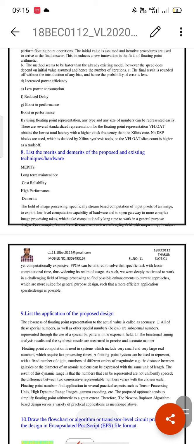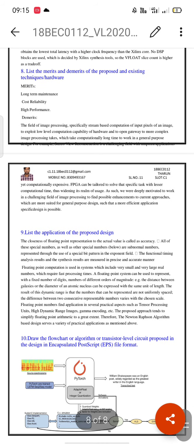And the demerits are in the field of image processing, and especially the stream based computation of input pixels of an image to exploit the low level consumption capability of hardware to open a gateway to more complex image processing tasks which take computationally long time to work in general purpose, and this is the example for that. And the ninth question is, list the applications of the proposed design.